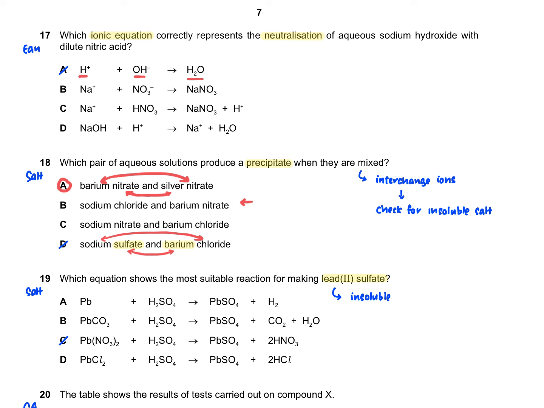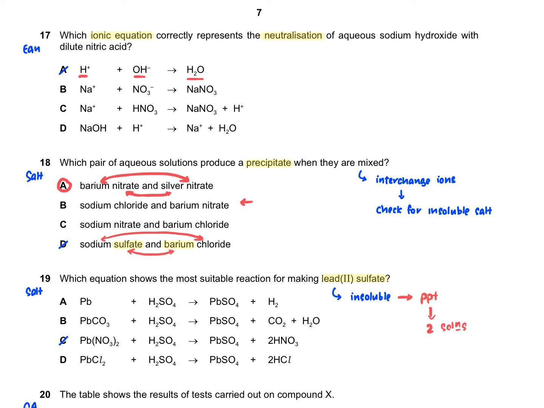For question 19, this again is a salt preparation question. This question requires you to prepare lead-2 sulfate. To know which method to use to prepare a salt, you need to first know whether it's soluble or not. So lead-2 sulfate is insoluble, and for insoluble salts we make use of the precipitation method. And if you can recall the precipitation method, we need to mix two solutions. So the correct option would be one where two solutions are being mixed.